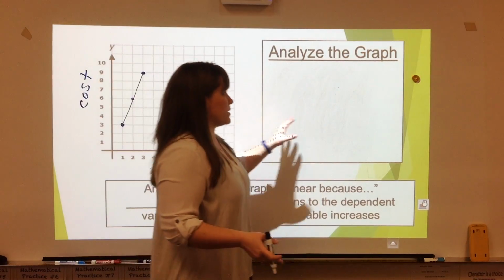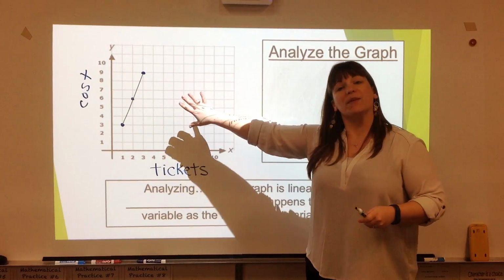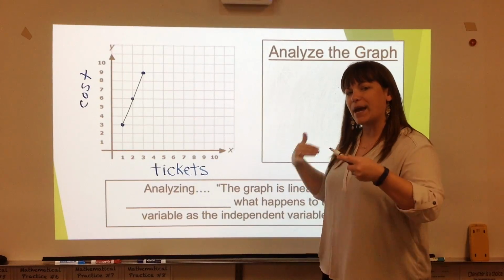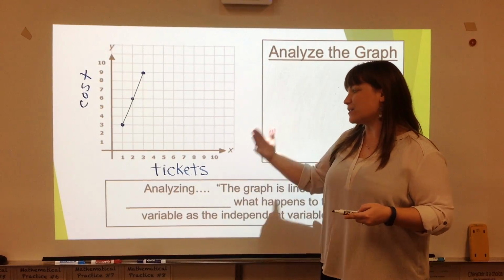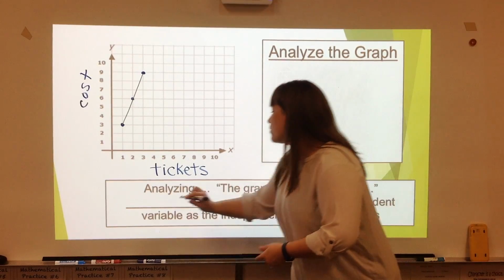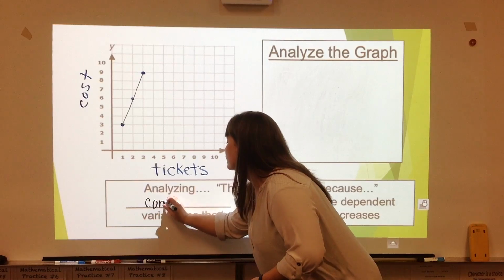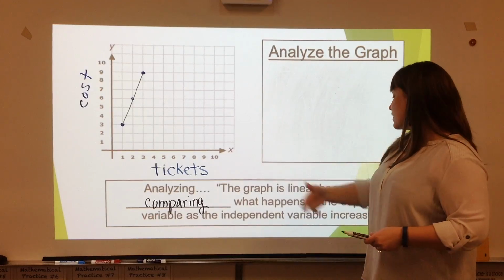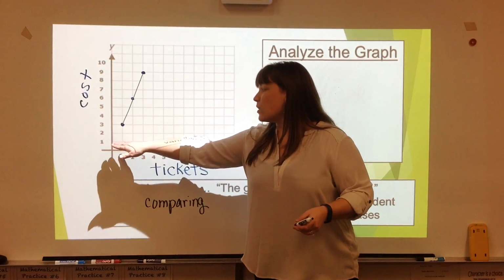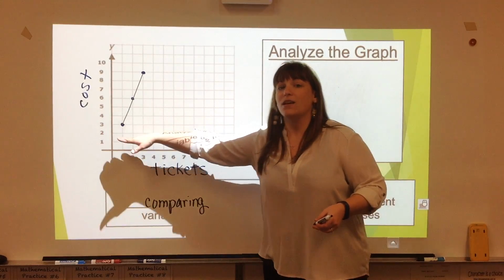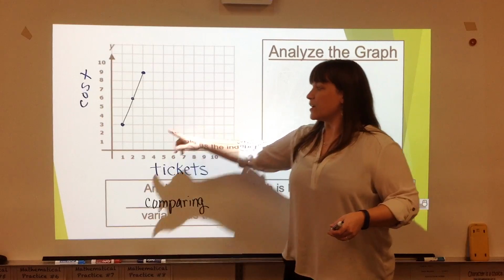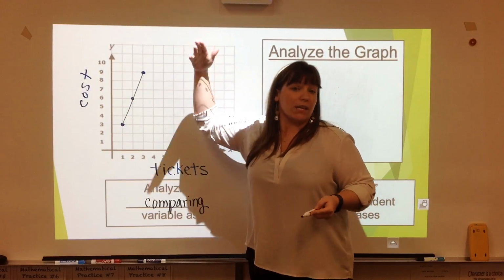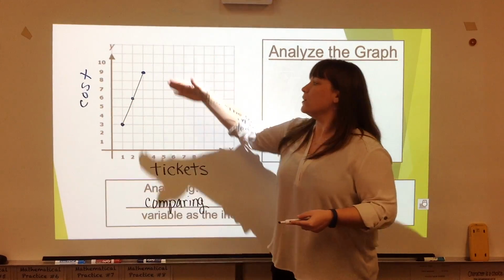And now this is the newest part. Now instead of just stopping at the graph, we're actually going to take a moment and compare and look at what's happening to this graph as the tickets are increasing. So down here, we're going to be comparing what happens to the dependent variable as the independent variable is increasing. So we're going to look at what's happening to this line as the tickets increase. Is it going up or is it going down? If it's going up, then the cost is increasing. If the line is physically going down, it's going to be decreasing.